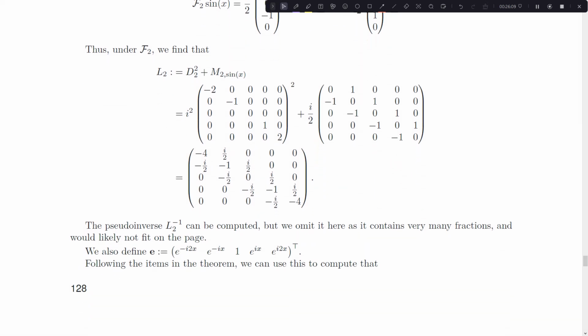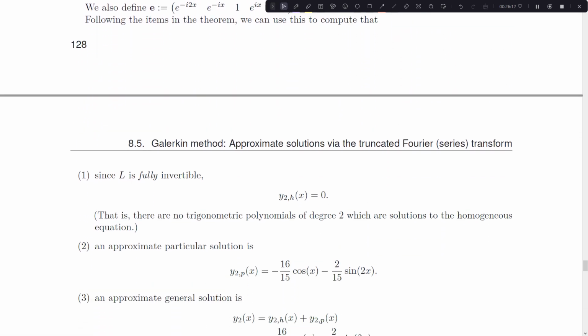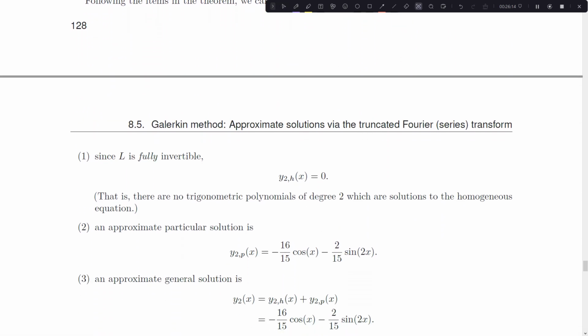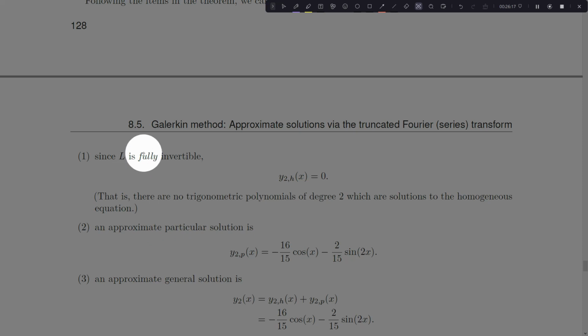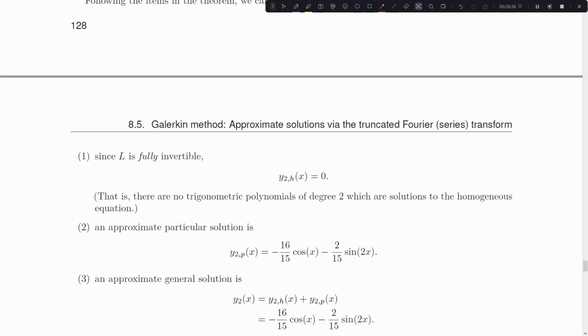And then I can go through the process of computing the homogeneous solution. And it turns out that L is fully invertible, which means that the homogeneous solution will just be 0. We want to interpret this as saying there are no trigonometric polynomials of degree 2 which are solutions to the homogeneous equation, because I've restricted myself to degree 2. So no trigonometric polynomials of degree 2 are solutions to the homogeneous equation.